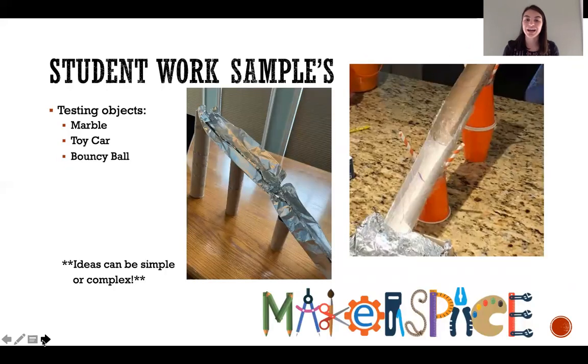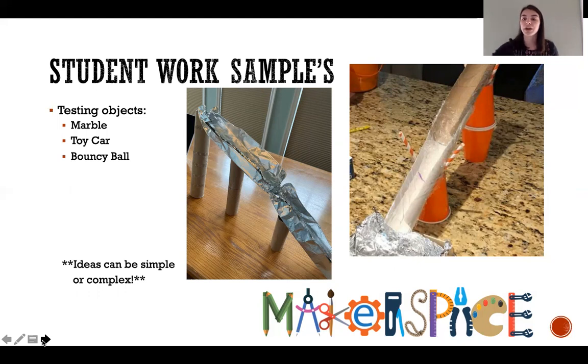So for the fun part of our Makerspace, these are some student work samples of the Wacky Wicked water slide, which was a super fun project. So some testing objects that students were able to use: marbles, toy cars, bouncy balls, Lego men, all kinds of stuff. And your ideas can be super simple, or they can be as complex as you want them to be. So here are two different samples. One, you see the paper towel and toilet paper rolls used with aluminum foil and paper clips and taped together. It works. Water goes down it. It carries objects.